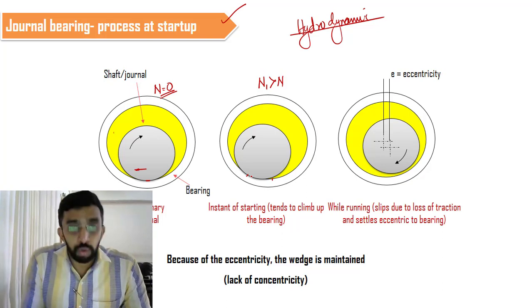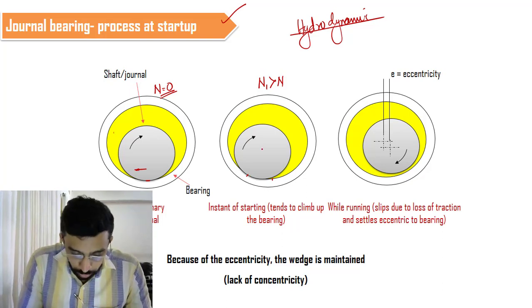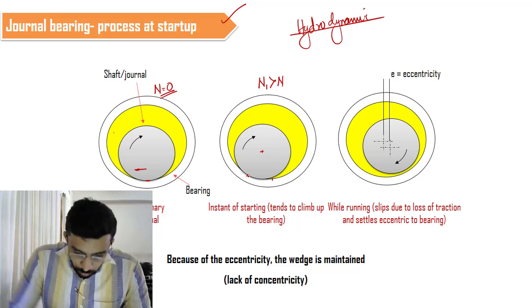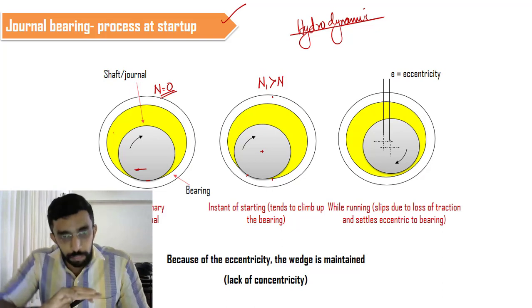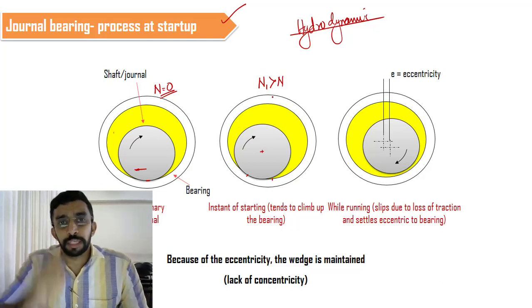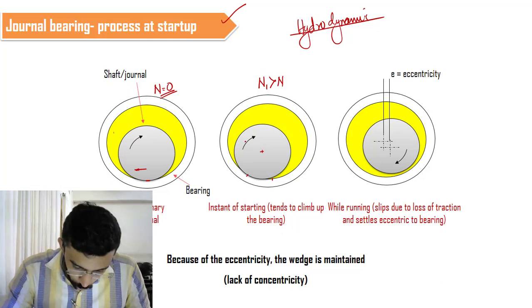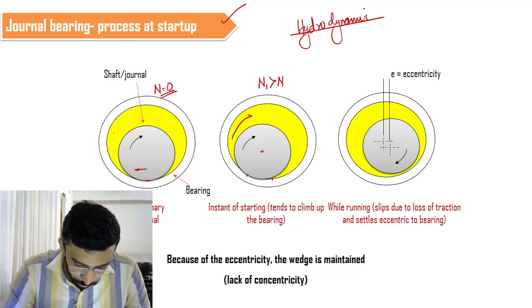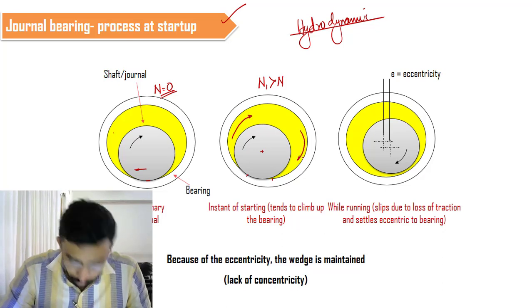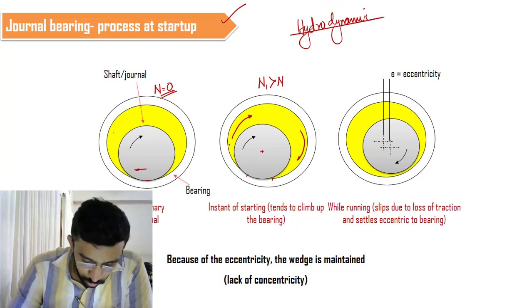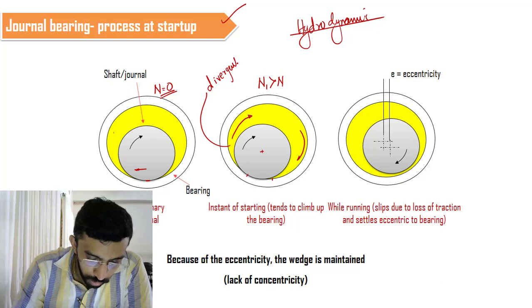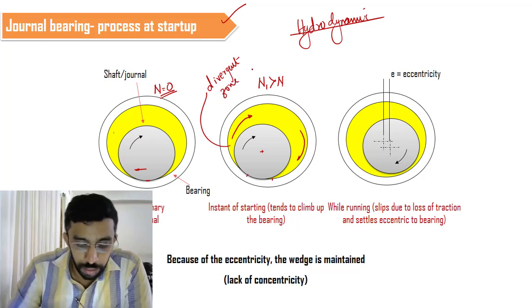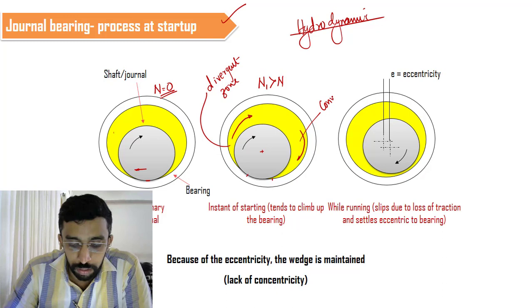So when the shaft starts to rotate, this motion creates a motion in the fluid or the lubricant. How does that motion take place? Look here. As the shaft rotates, you have a motion which starts from here and comes to here. These two parts are called the divergent zone, and this part is called the convergent zone.